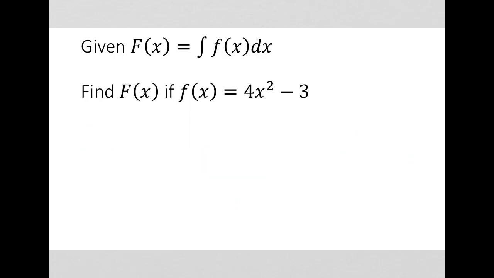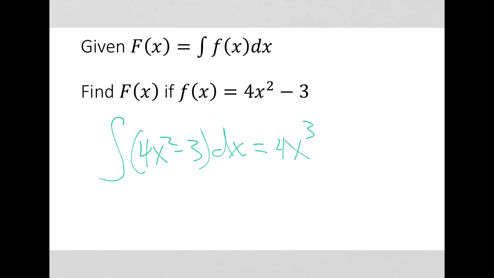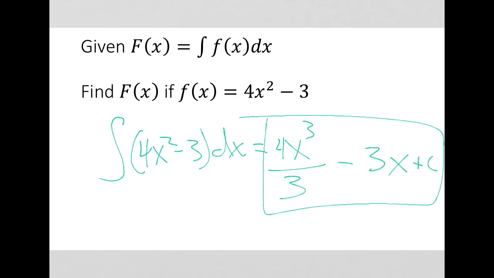Let's do one more quick one like this. What is the integral of the function 4x squared minus 3 dx? Well, that's going to be x squared goes to x cubed, and then we're going to divide by that new coefficient, which is 3, minus, same thing, 3 there is going to go to 3x, and then we have our plus c, constant of integration.